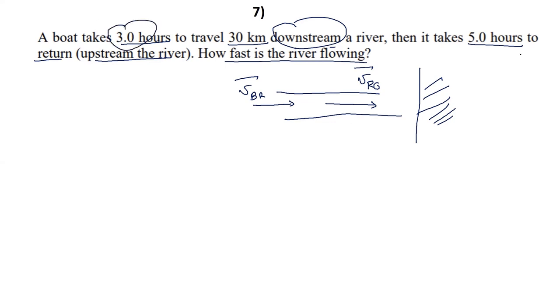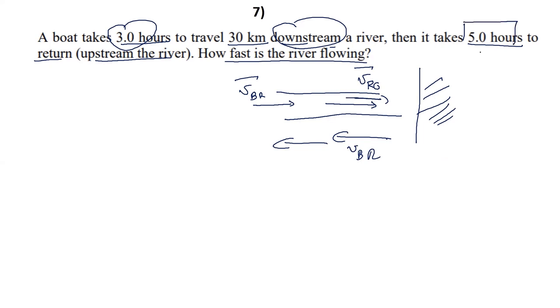Now, downstream is going in the same direction as the river. Upstream, I'm climbing up the river. So the river is still moving in this direction, but now the velocity of the boat with respect to the river is moving in the negative direction. So I'm climbing up, so I will take more time. That's why here I'm taking 5 hours.